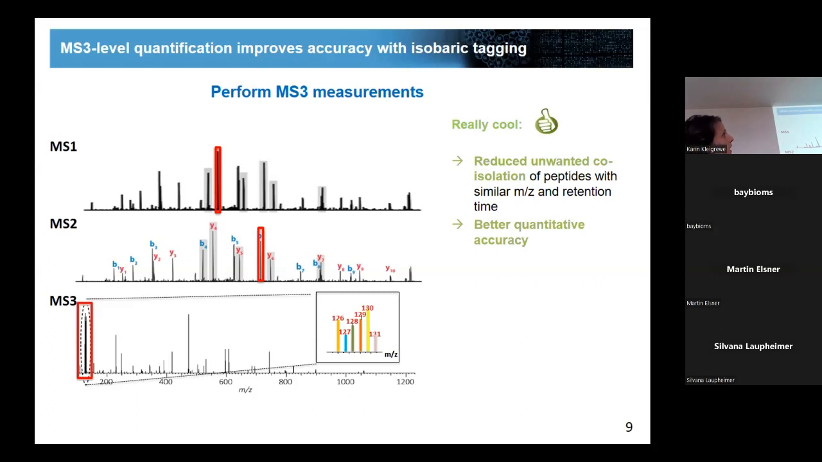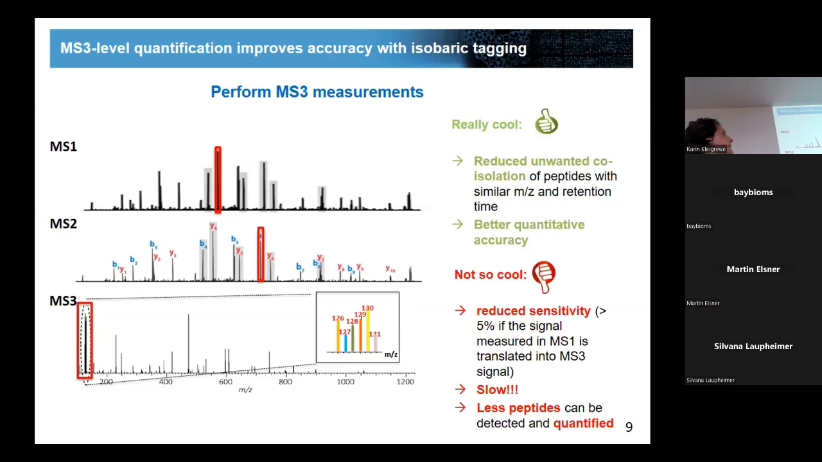So you have reduced unwanted co-isolation of peptides, a better accuracy, but you very much lose ions on the way from MS1 to MS2 to MS3. So only 5 or less than 5% of the signal intensity really reaches the detector at the end of the measurement queue. And doing this series of measurements is slow, so you tend to identify much fewer peptides in the MS3 mode than you would if you would not do this additional step.